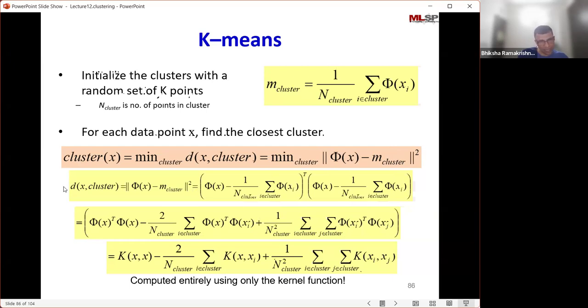As it happens, if you work through the arithmetic, it turns out that computing the distance of a vector from the centroid of a cluster in the high dimensional space can be done entirely using kernels, using the formula here. I'm not going to explain the formula. You can just check it up on the slide and you can implement it. But the point is it can be done.